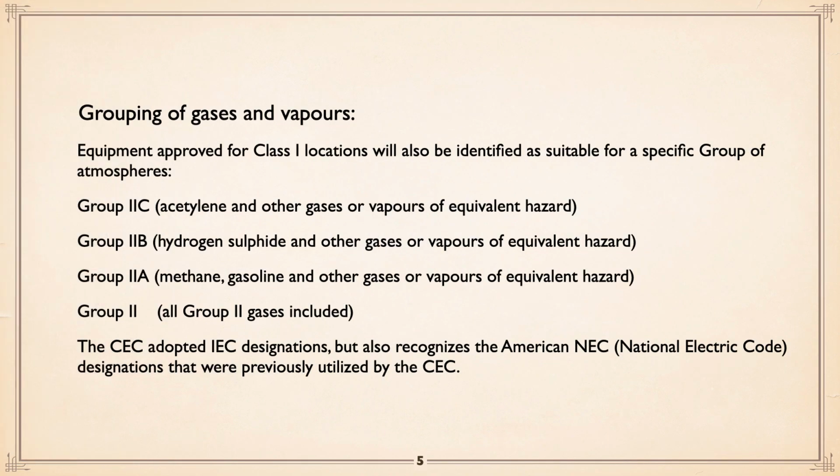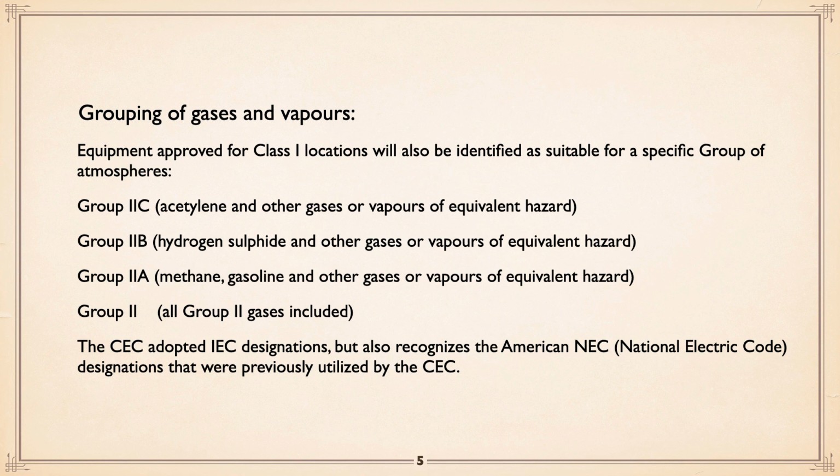Then we take a look at the gases and vapors, which are broken into group C, B, and A. Now, group C, acetylene and other similar gases. Acetylene is, we'll get into that later, very subject to being ignited. There's a reason they use it for welding and cutting, because you look at it and it'll ignite. Not quite that bad, but almost.